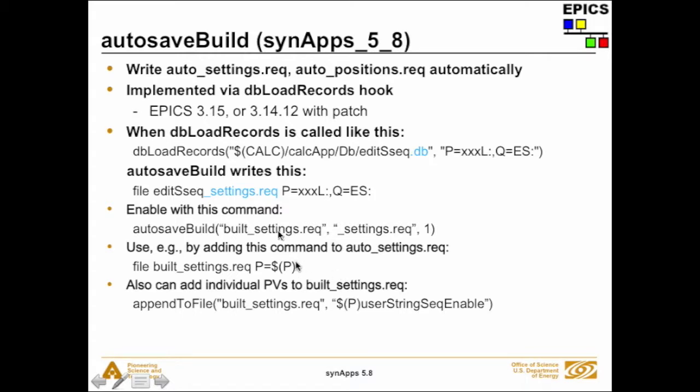This could be auto settings if you really want to go for it. And then you tell it the string that's going to replace .db, and it also replaces .template and .vdb, and I think those are the only options. And then a 1 if you want to start doing it, and a 0 if you want to stop doing it temporarily. It might be that the auto settings file you actually have doesn't end with underscore settings.req, it just ends in .req. So you can change the suffix and you can enable and disable those.